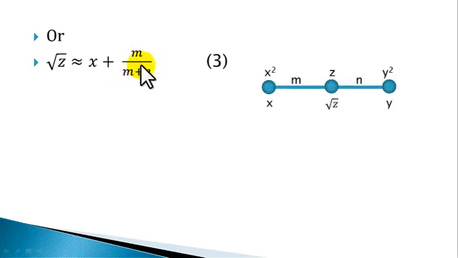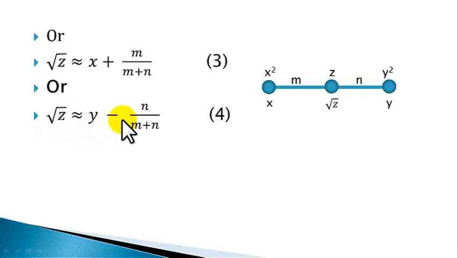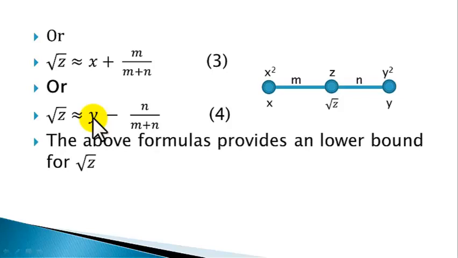I call this formula lower interpolation formula because x is the square root of the next square number less than z. Or we can use the formula square root of z approximately equal to y minus n all over (m plus n). And I call this one upper interpolation formula because y here is the square root of the next square number greater than z. The above formulas provide a lower bound for the square root of z.